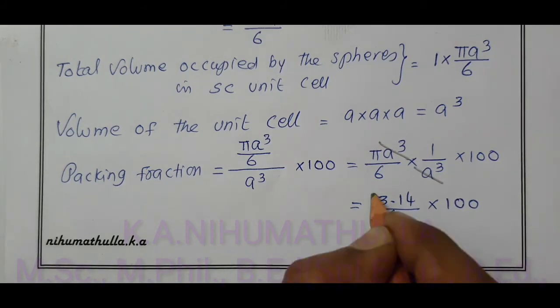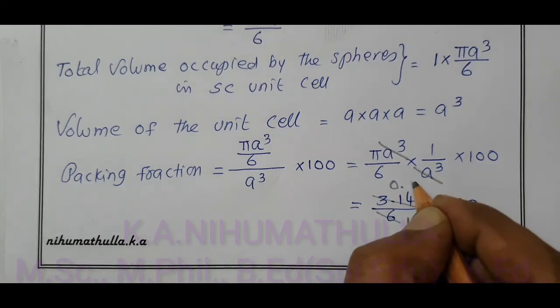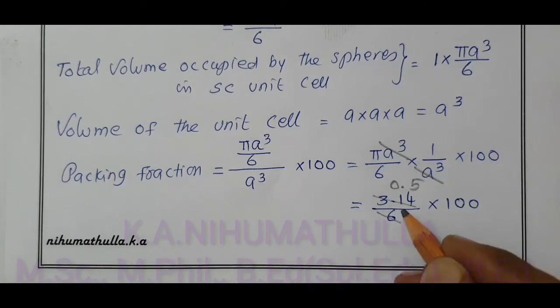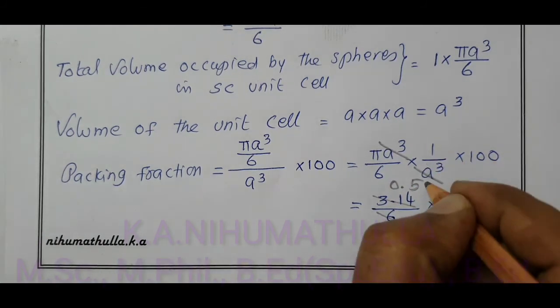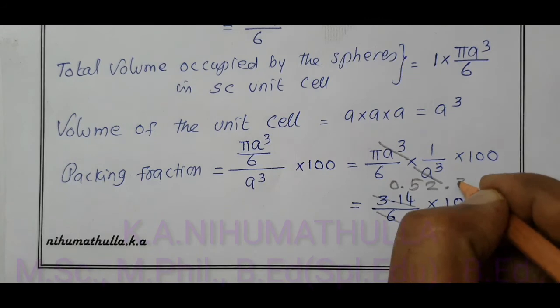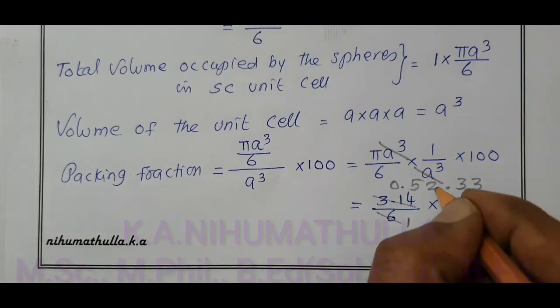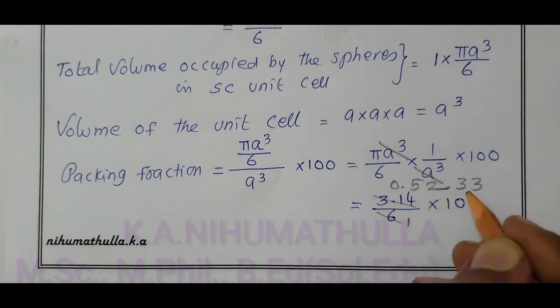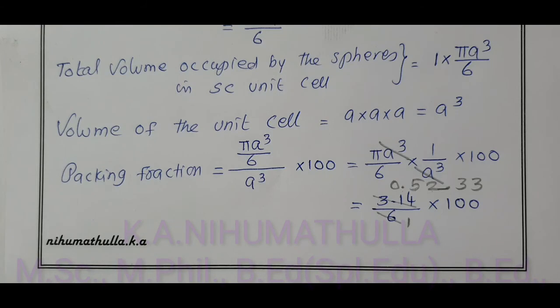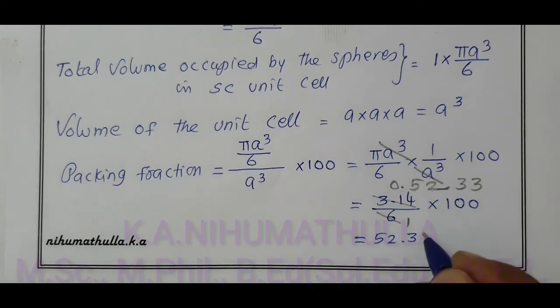5 6s are 30, remaining 14. 2 6s are 12, remaining 20. 3 6s are 18, remaining 2, and it goes on. Here there is no point, so 0.5233 into 100 will give 52.33%, which is the packing fraction in a simple cubic unit cell.